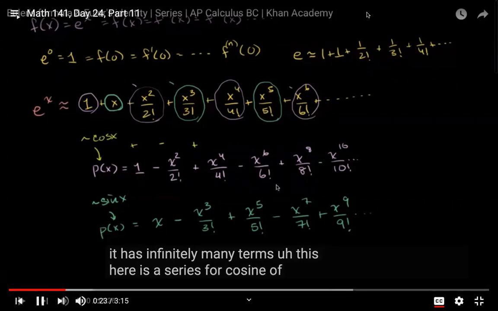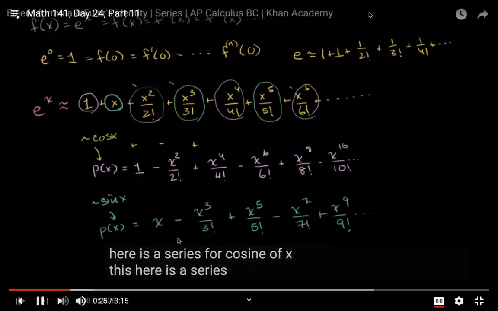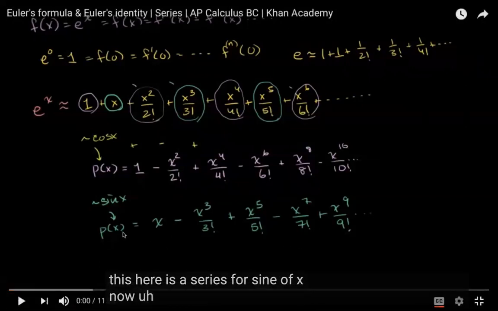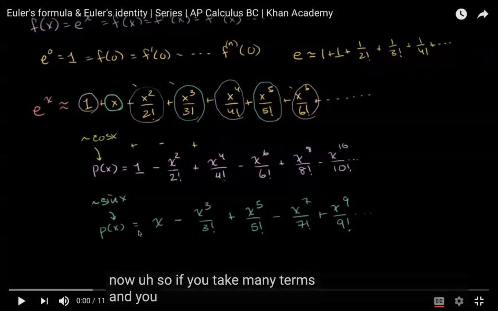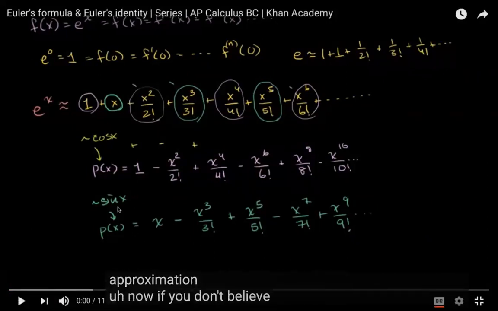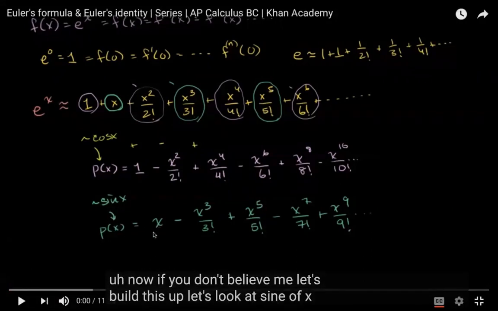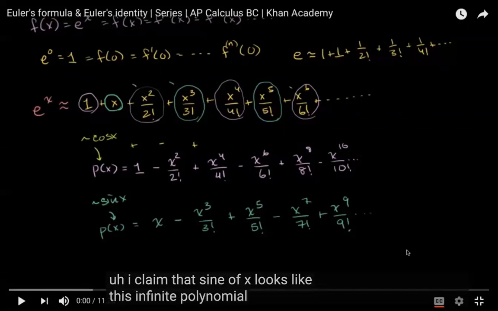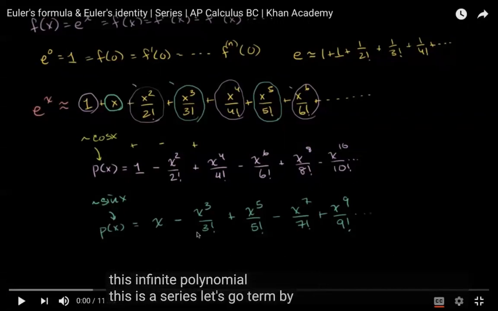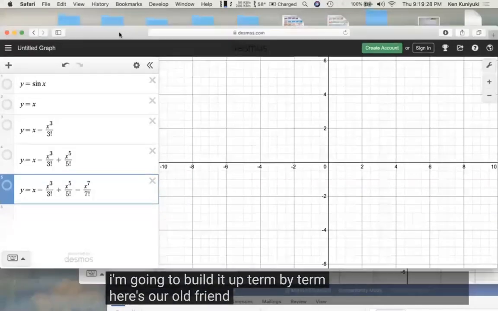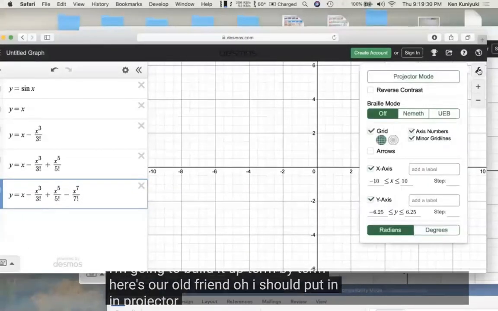Here's the series for cosine of x. This here is a series for sine of x. If you take many terms and plug in values for x, you get an approximation. Now, if you don't believe me, let's build this up. Let's look at sine of x. I claim that sine of x looks like this infinite polynomial. This is a series. Let's go term by term. I'm going to build it up term by term.